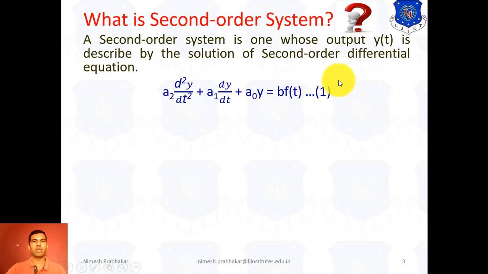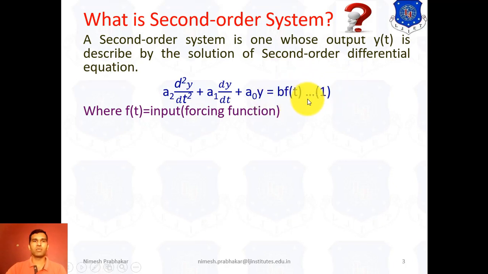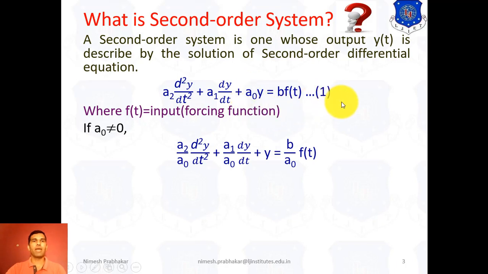Now we consider one case. Before that, here f of t represents the forcing function or input and y represents the output. Now if we consider a0 is not equal to 0, we can write this equation as a2 by a0 d square y by dt square plus a1 by a0 dy by dt plus y equals b by a0 into f of t.